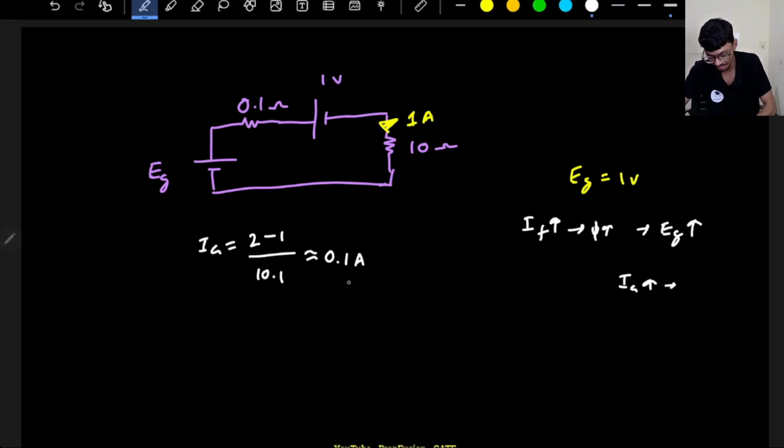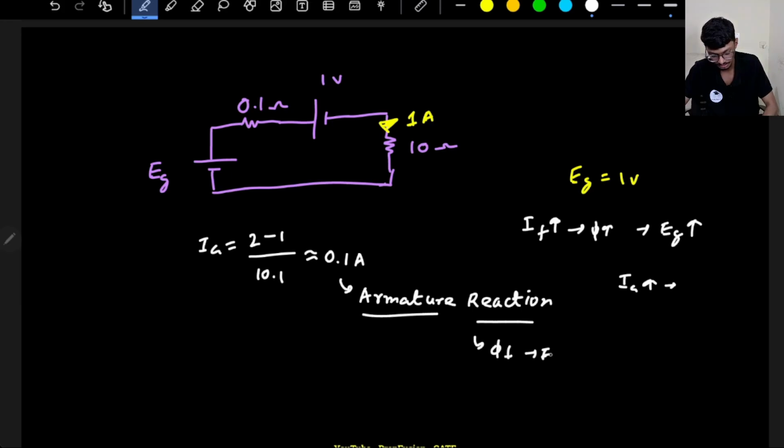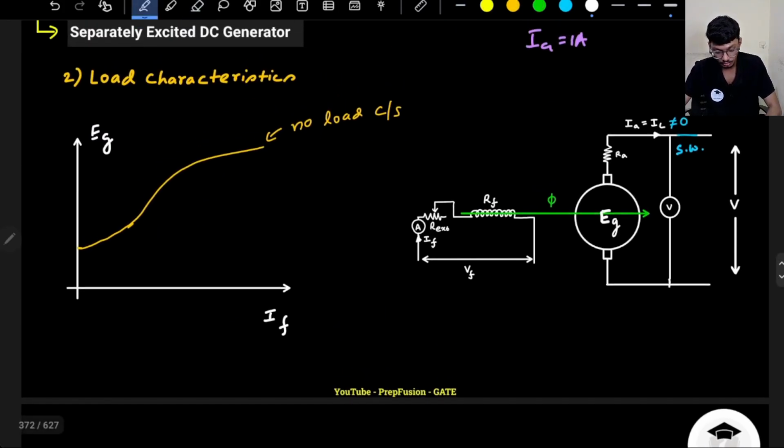If Ia is there, then there will be armature reaction. If there is armature reaction, what will happen? It will further reduce the flux. So Eg will reduce again. So I have to compensate for that. I have to increase my field current further, right? Further and further. So that is what we will do.